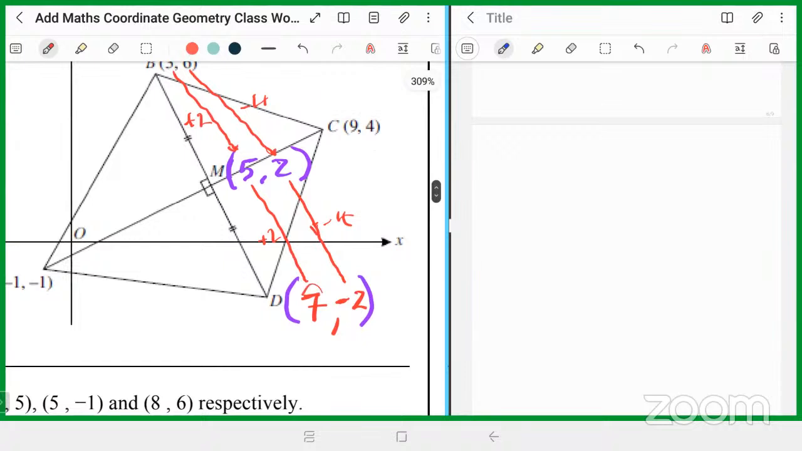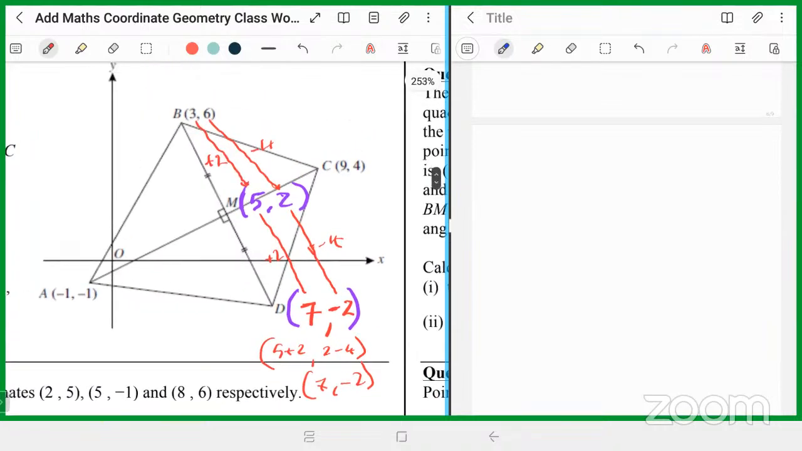Right? And then instead of just writing down the 7, I might write 5 + 2 first, and then this 2 - 4. And my final answer will be 7, -2. Just to show some working, how I get it on the diagram. Sometimes some simple things I have to explain, so I just use the diagram to show it. I'm writing out all of this: the change in x from B to M is the same change from M to D. Changing y from B to M is the same change from M to D. I'll let the diagram do the talking for me. And that is it.